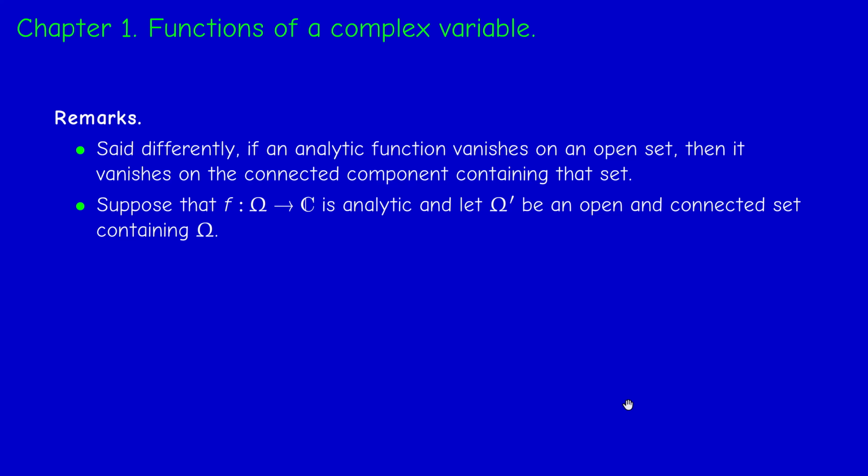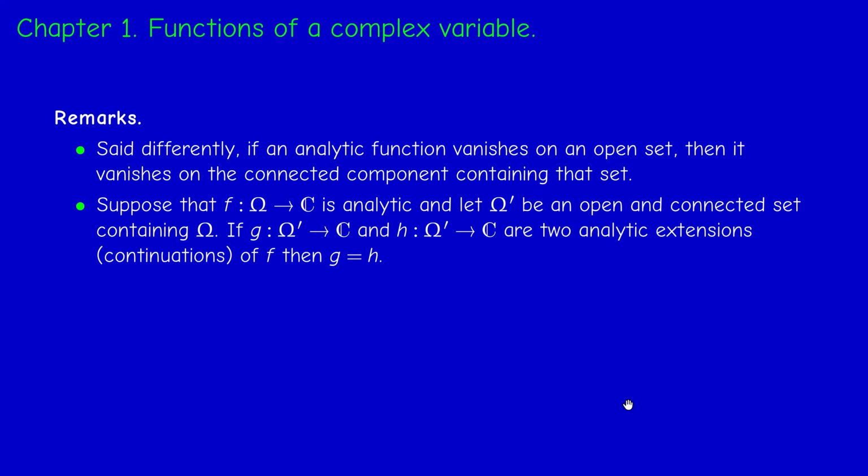Now, why do we call this result the principle of analytic continuation? Because it's a uniqueness result. Okay, so let me explain this. Suppose that we have an analytic function F on some open set omega. And suppose that there is a bigger set omega prime containing omega, which is both open and connected. Okay, so suppose we have two extensions G and H of F, okay, so suppose that F can be extended or continued to two functions. One is called G, the other is called H. Then necessarily G equals H.